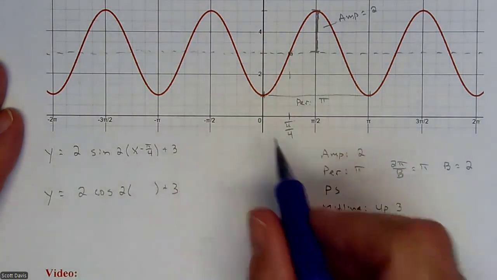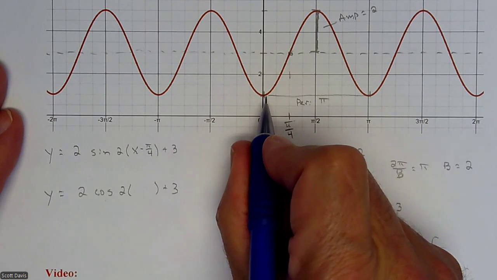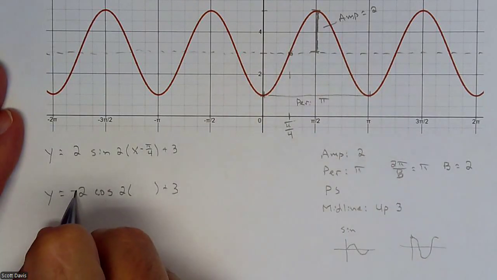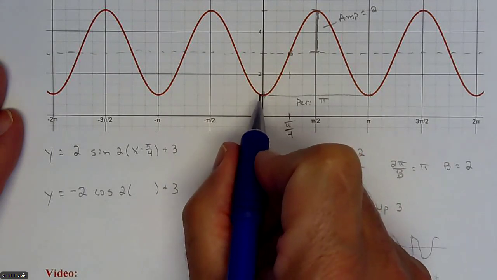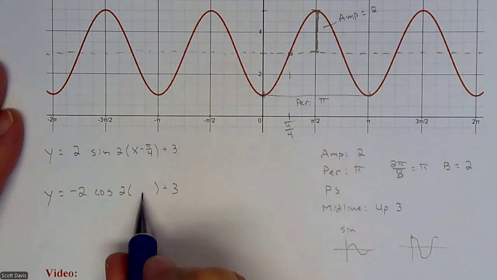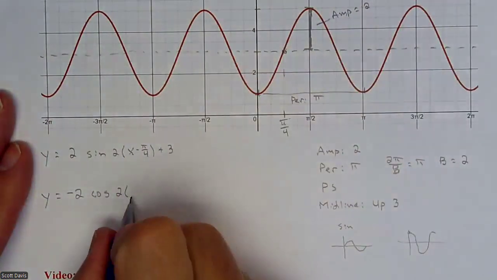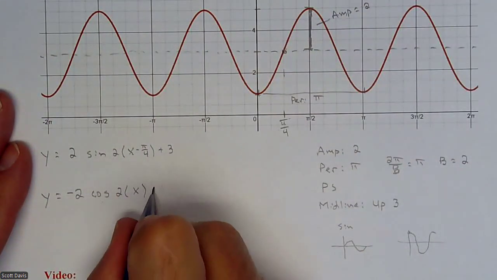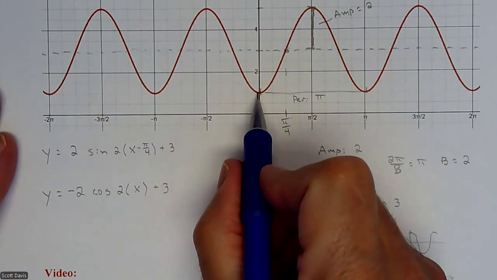Now, cosine starts at a high point. Ours starts at a low point. So we can fix that by reflecting it. And if we reflect it, now we're starting here, we don't have any kind of a phase shift. So then we don't need this. We can squeeze this in. That is just negative 2 cosine 2x plus 3. So that's one version, right?